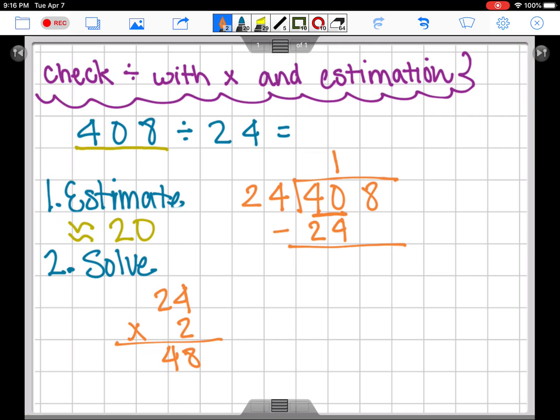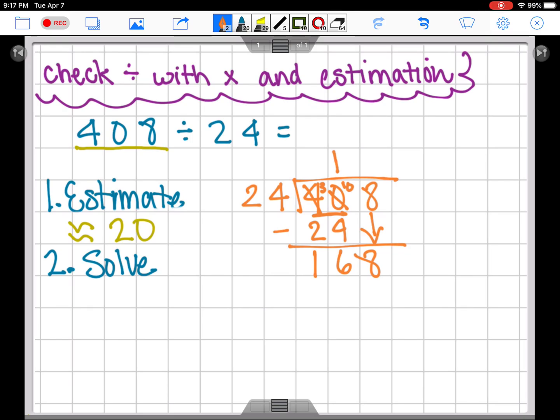Let's do a little subtraction. We're going to need to regroup. This will become a 3. This will become a 10. 10 take away 4 is 6. 3 take away 2 is 1. Alrighty, can 24 go into 16? It cannot. It is too big. So here we are. We got to drop down our 8. Lovely, 168. That will be fun.